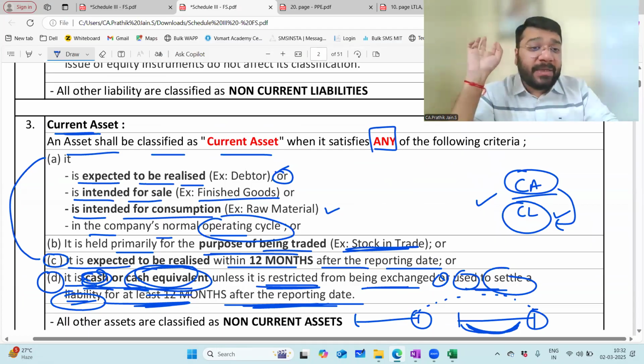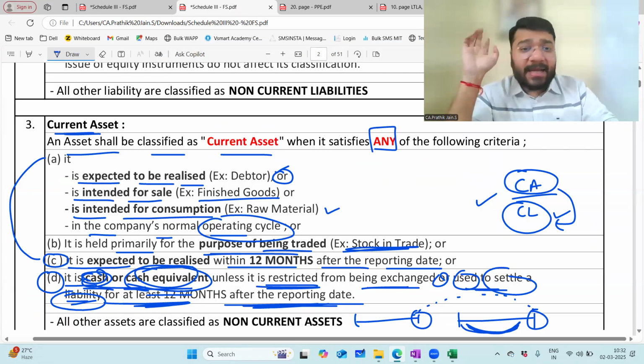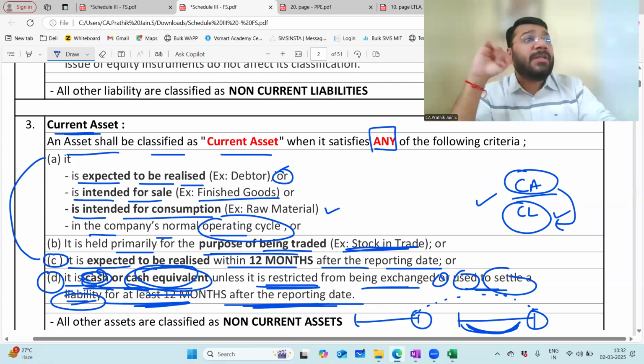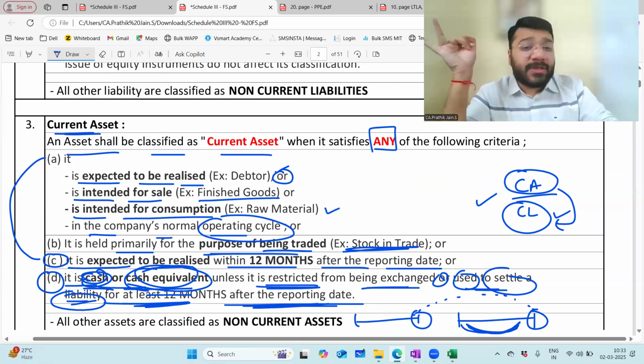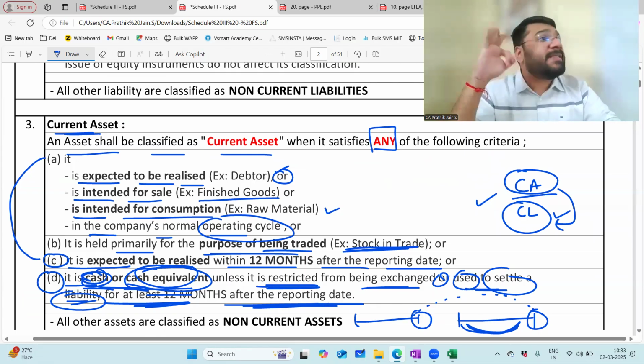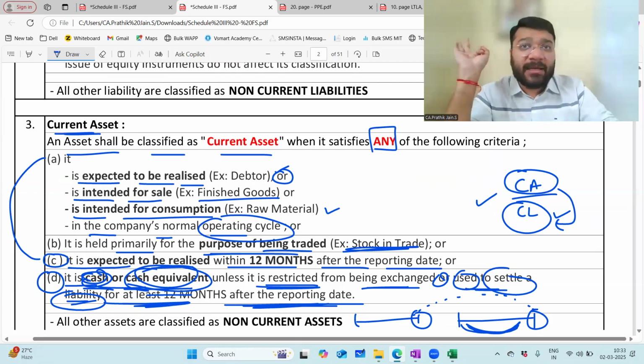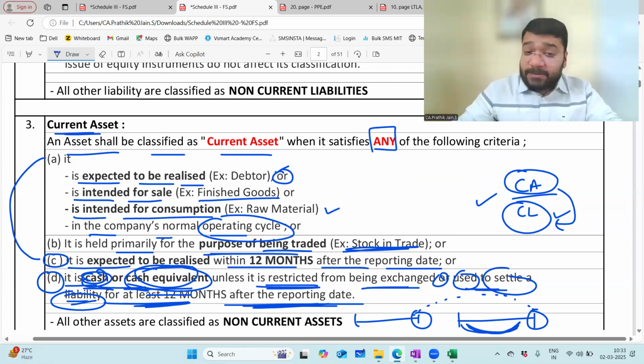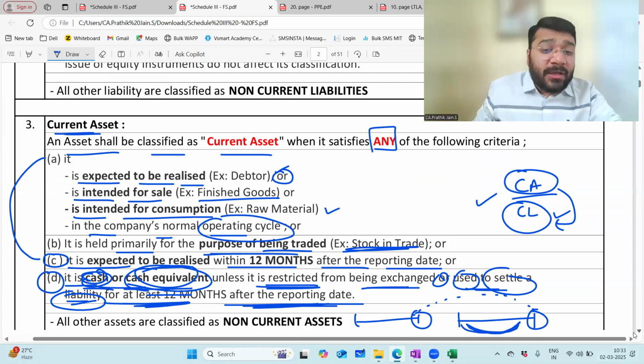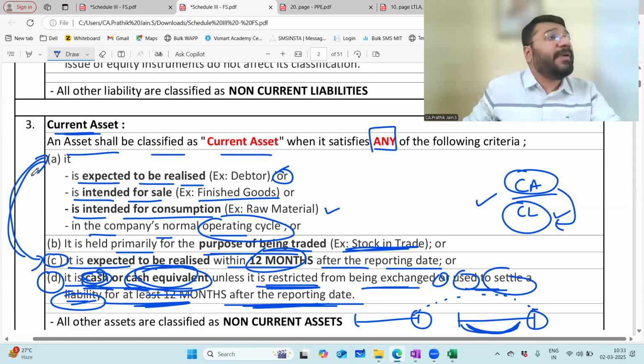Normal operating cycle period. An asset shall be classified as a current asset if it is expected to be realized in the normal operating cycle period, if it is intended for sale in the normal operating cycle period, if it is intended for consumption during the normal operating cycle period. Or an asset shall be classified as a current asset if it is expected to be realized within 12 months of the reporting date. So of point A and point C, whichever is higher, we have to take.